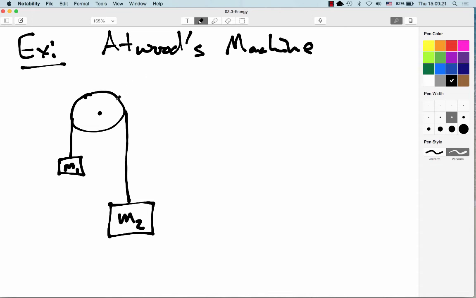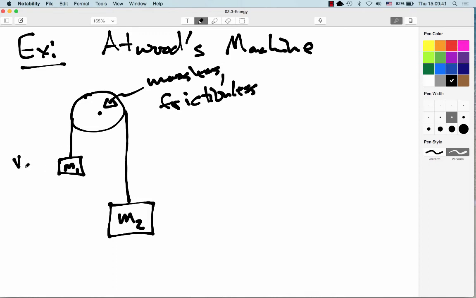Now we'll start out by assuming that we have a massless, frictionless pulley. Don't worry, we'll relax those ideas later. And we'll just go ahead and assume that we're letting these go from rest. V2 naught equals 0. Sometime later, they will have moved.